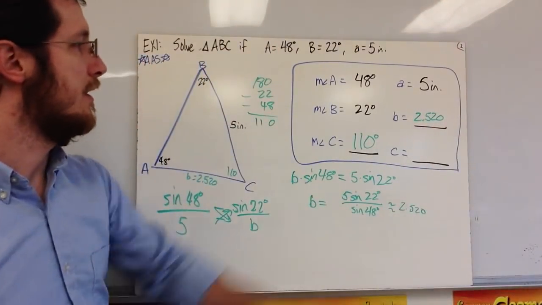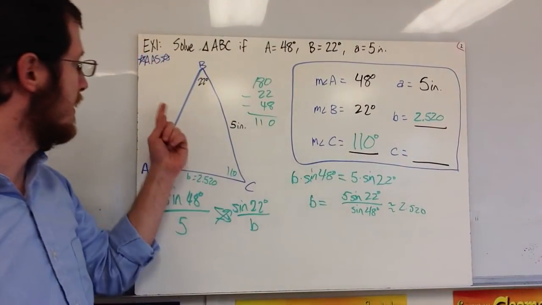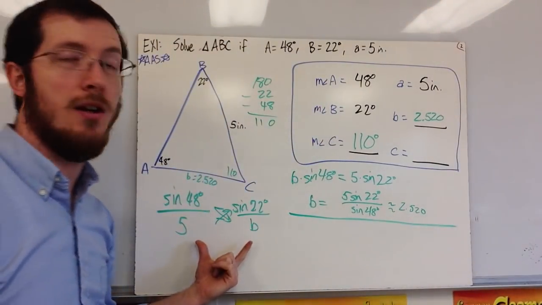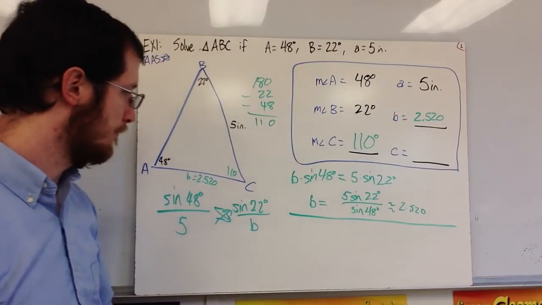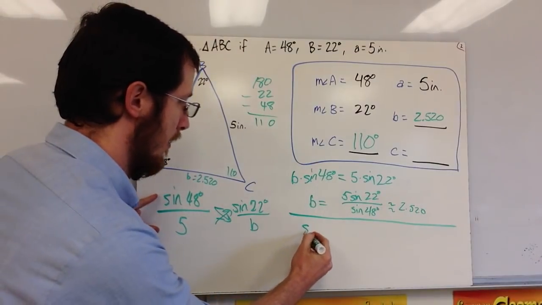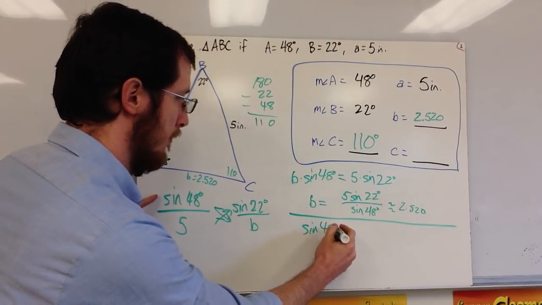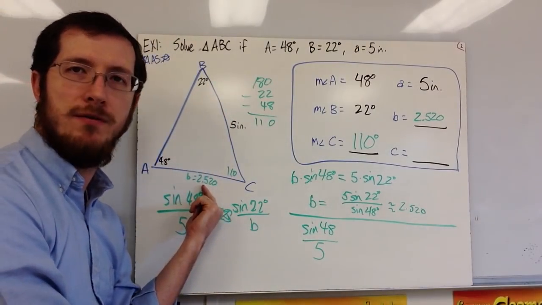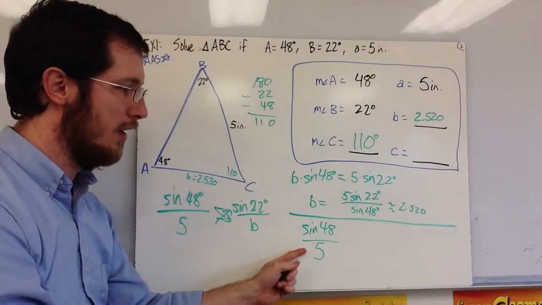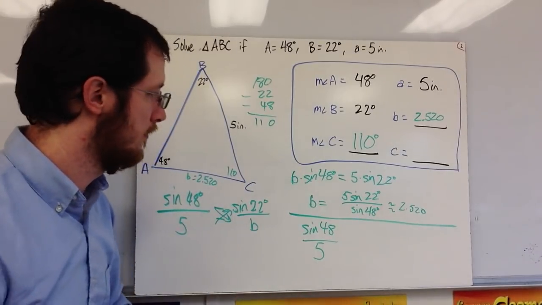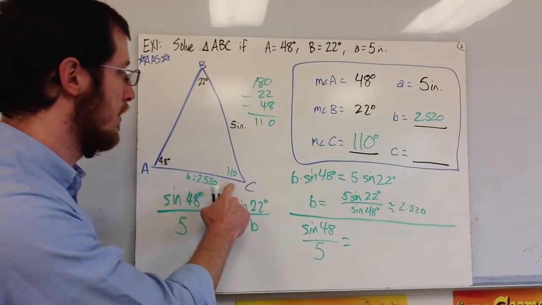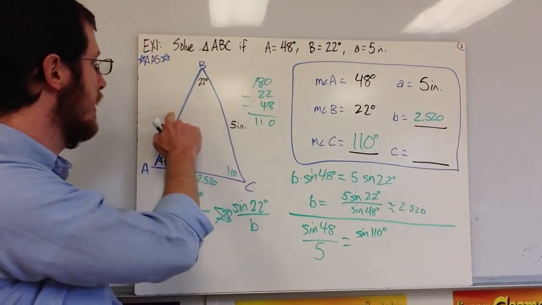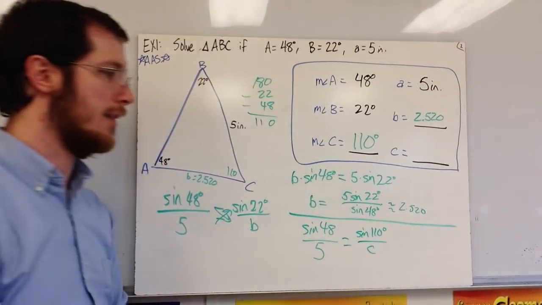Now we just have C remaining, so we need to solve for side C. What we can do next is set up another iteration of the law of sines. I'm going to stick with the one that I started with. We could use sine of b over 2.520, but since we rounded this one, it's better to stick with the exact answers that we have. So then we're doing sine of 110 degrees, since that's angle C, and we're looking for side C.